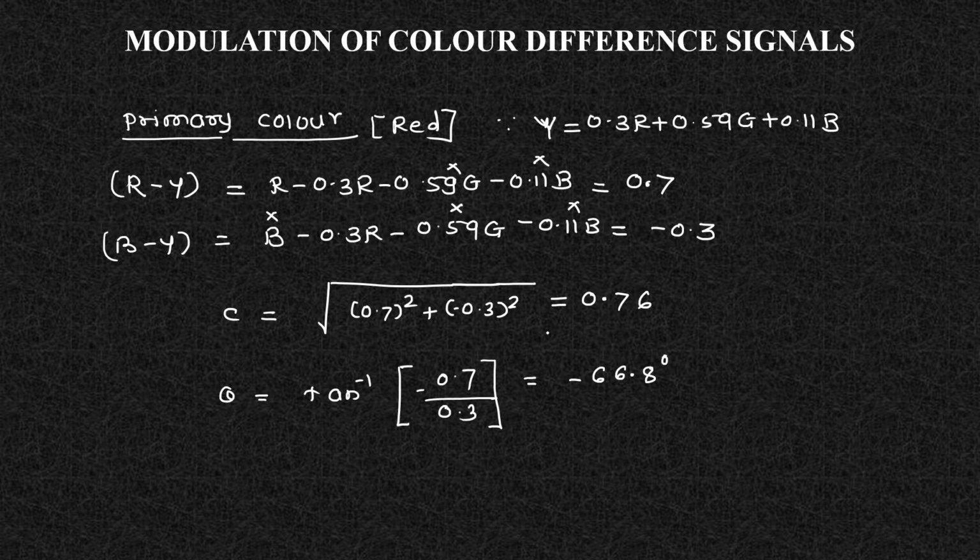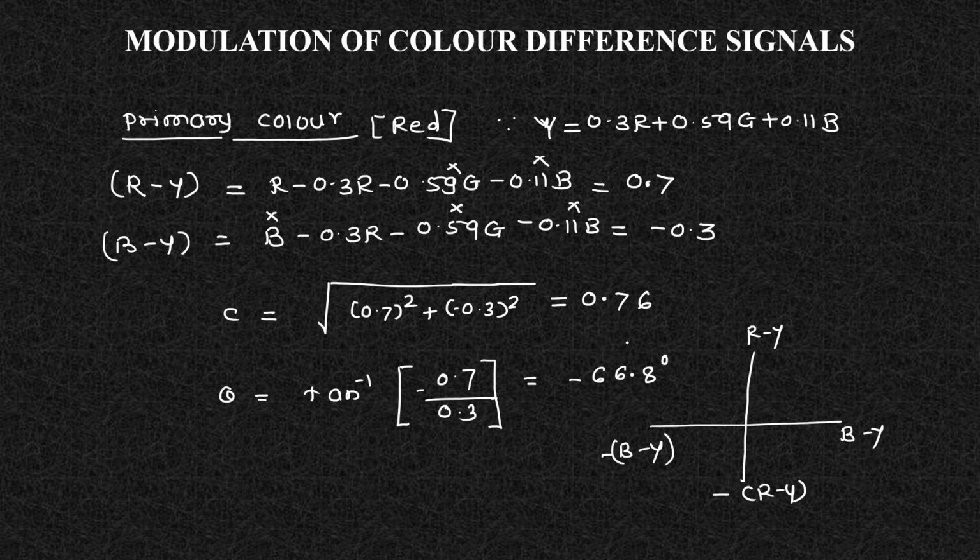So I can say for red, if you're going to show it on the color circle, you will have here B minus Y, here R minus Y, here minus B minus Y, and here minus R minus Y. So your resultant is 0.76. What is your R minus Y component? It is 0.7. So it's positive, meaning here; negative means it will come here, okay? And your angle is minus, so you are going to start from here. So the amplitude is 0.7, your angle is minus 66.8 degrees. So minus means you go anticlockwise, plus means you go clockwise. So this is nothing but the location of your red color.